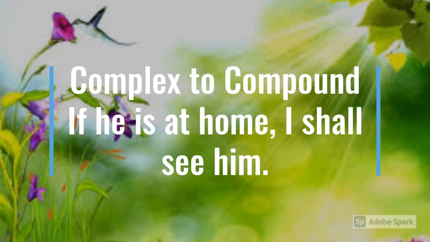Let us see another example of complex to compound. If he is at home, I shall see him. Now this is a complex sentence because it has a subordinate clause, that is, if he is at home, it cannot stand alone. I shall see him is the main clause, it can stand alone. And the finite verbs here are is and shall see.